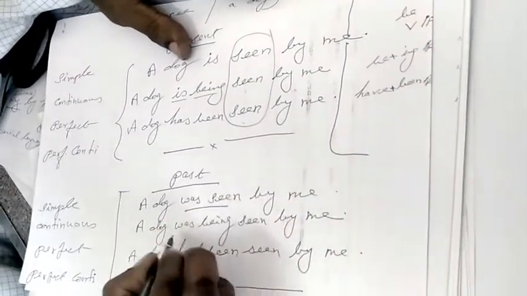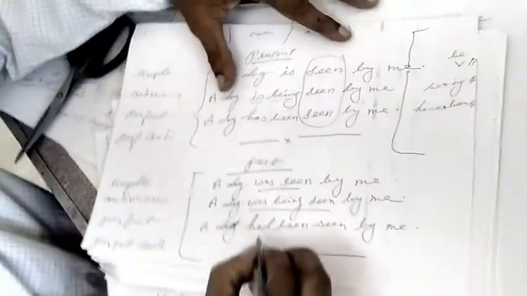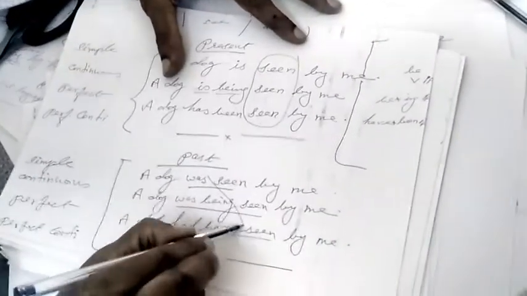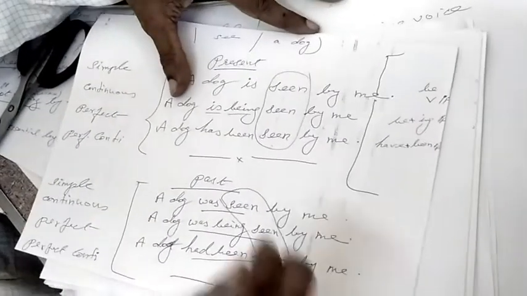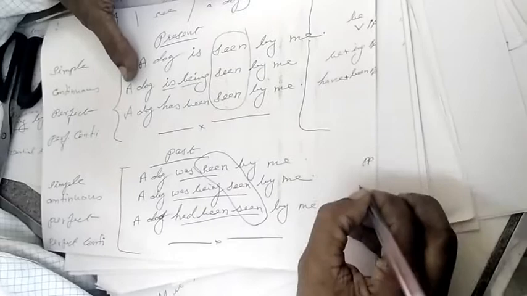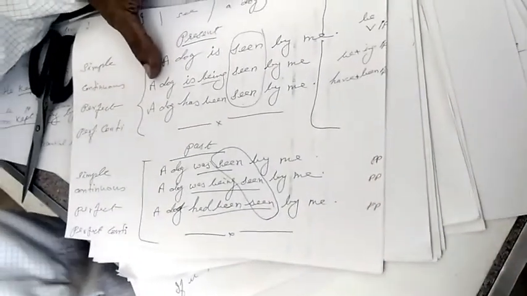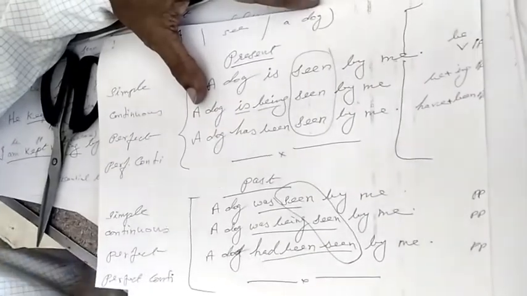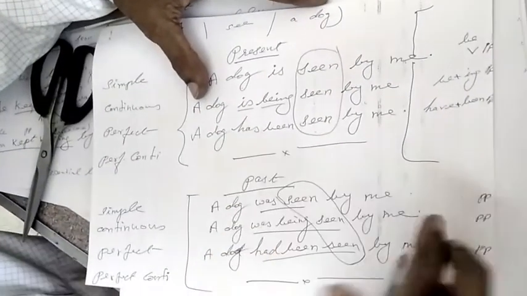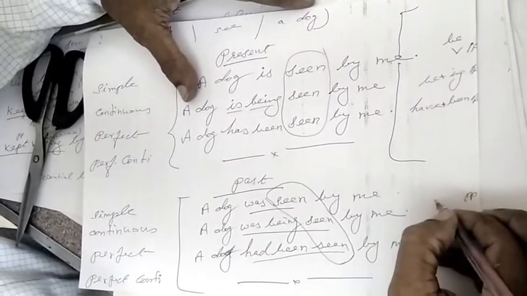You can look at the combination very carefully. Was seen here, was being seen here, had been seen. In that, separate the seen, which is the sign of passive voice. So in every one of them, you will find the past participle, because without the past participle, you cannot have passive. This is called a simple tense, only the verb is there, that is the B group.